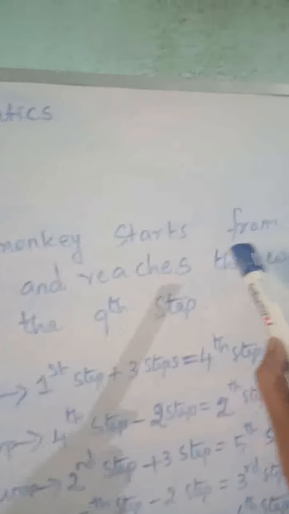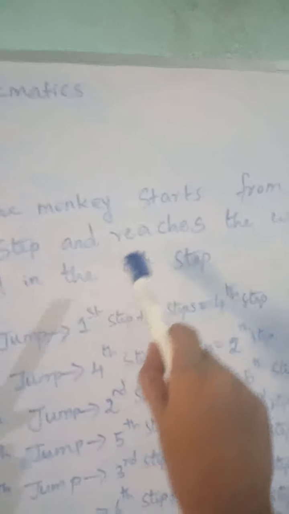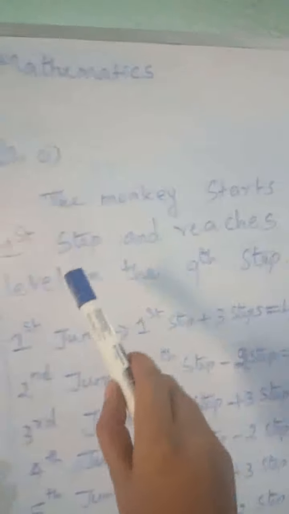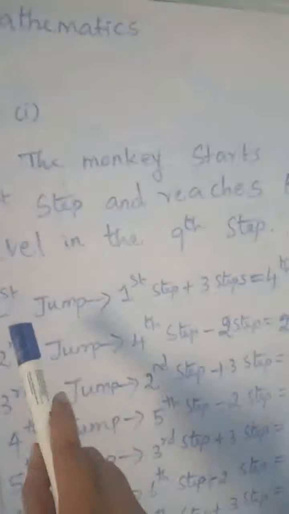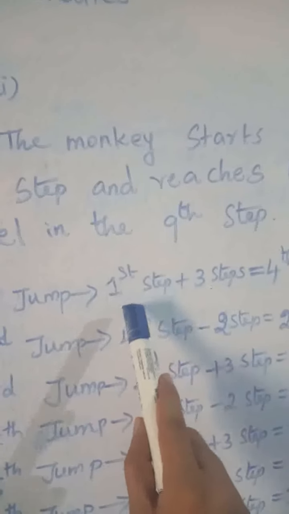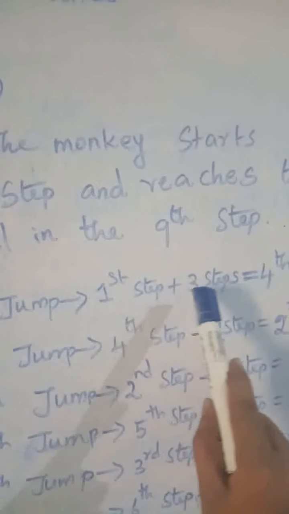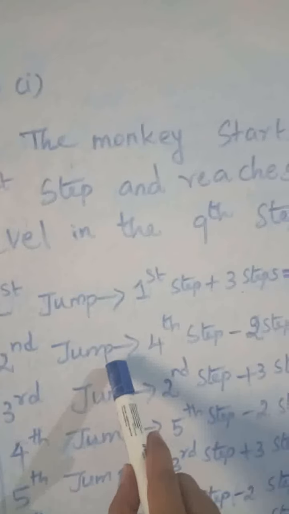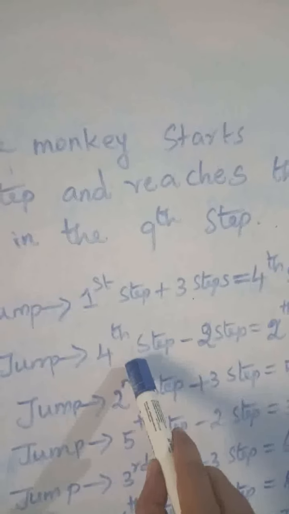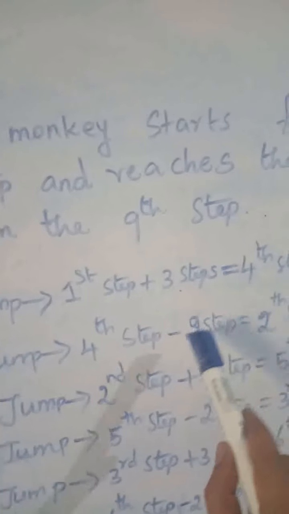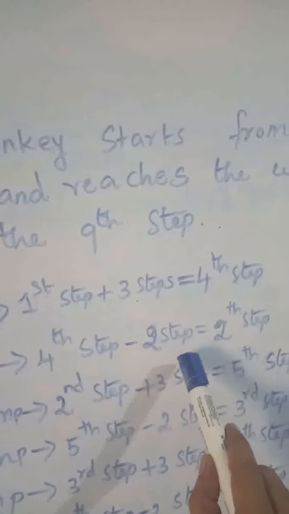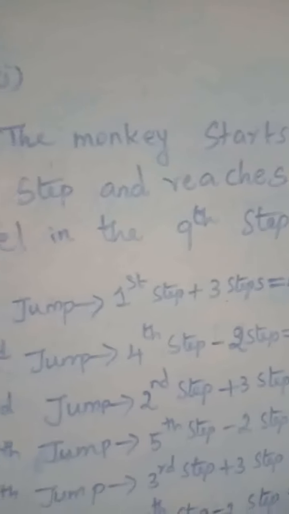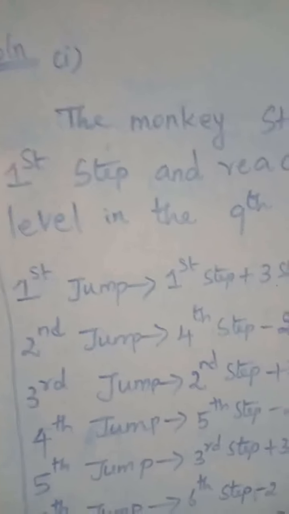The monkey starts from the first step, isn't it, and reaches the water level in the 9th step. Okay, so first jump means first step. It is in the first step, isn't it? It is going 3 steps down, so plus 3 steps. So it will be in what step? 4th step, isn't it? Again, now second jump. Now it is in 4th step, no? So 4th step, it jumps 2 steps back, so -2 steps, 4 minus 2 is what? 2. So second step.